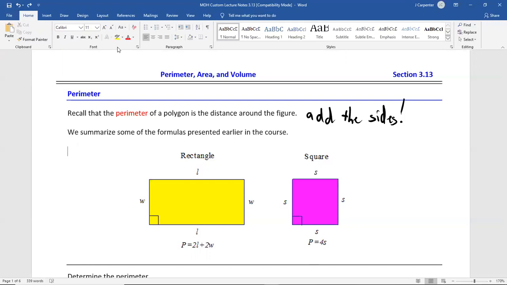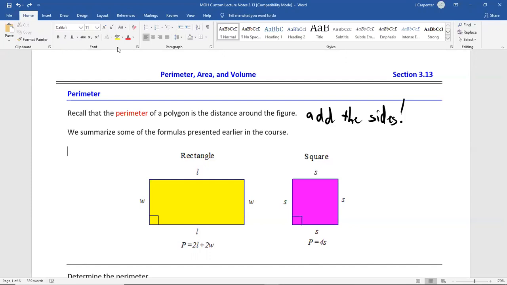So again, how do you find a perimeter? Add the sides. But sure, if you have a rectangle, because there are 2 lengths and 2 widths, you could just double the length, double the width, and add them. That would be equivalent to adding the length plus the width plus the length plus the width.